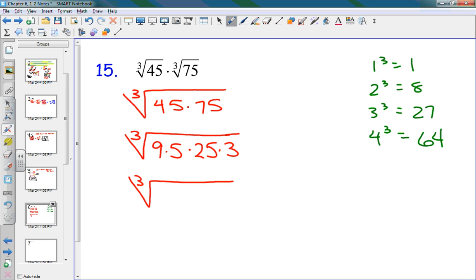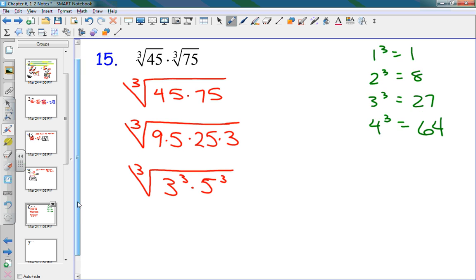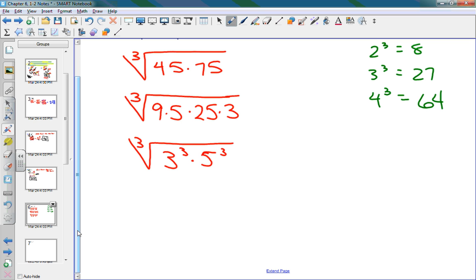How many 3's do I have inside there? Well, 9 has how many 3's in it? 2, and then I have another 3 over there. So how many 3's do I have? 3. How many 5's do I have inside there? I have 3 because 25 has 2 5's inside that. So that gives me a 5 cubed. Do you see that, yes or no?